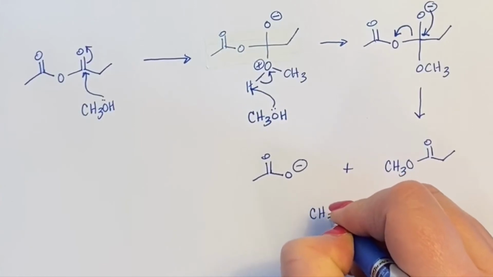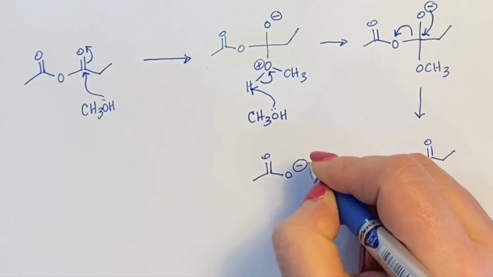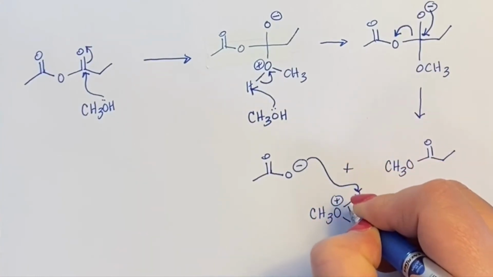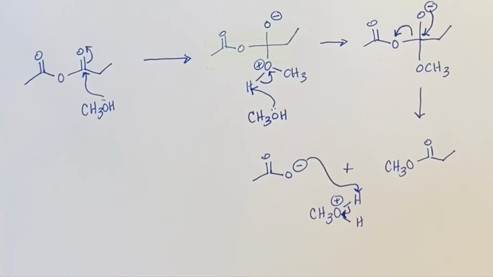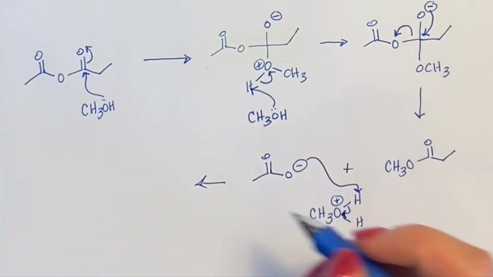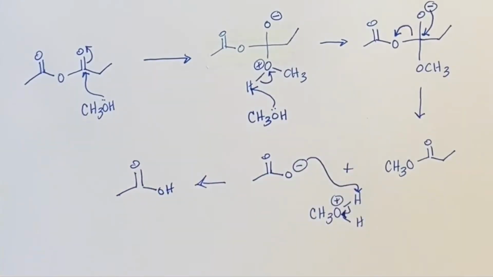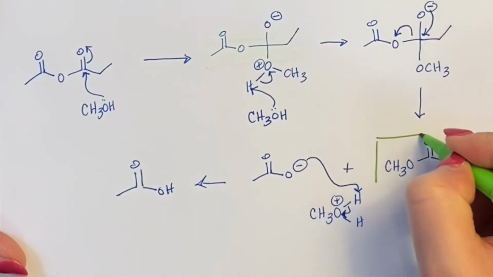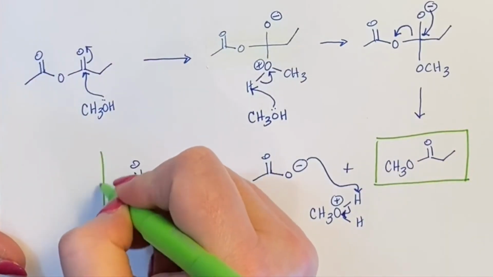Just like we saw before, this is going to take a proton from my molecule of methanol. And what I get at the end of that step is the second product out of this reaction. So the two products from the second pathway are this ester and this carboxylic acid.